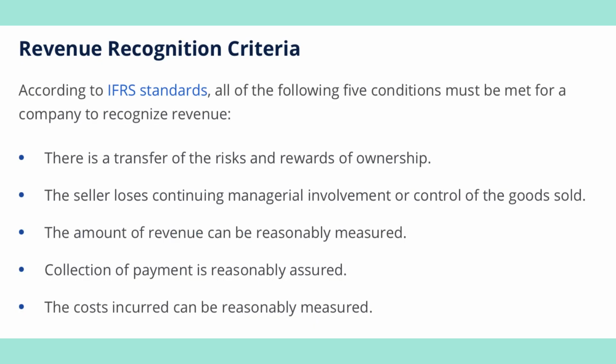Revenue recognition criteria. According to IFRS standards, all of the following 5 conditions must be met for a company to recognize revenue. There is a transfer of the risks and rewards of ownership. The seller loses continuing managerial involvement or control of the goods sold. The amount of revenue can be reasonably measured. Collection of payment is reasonably assured. The costs incurred can be reasonably measured.